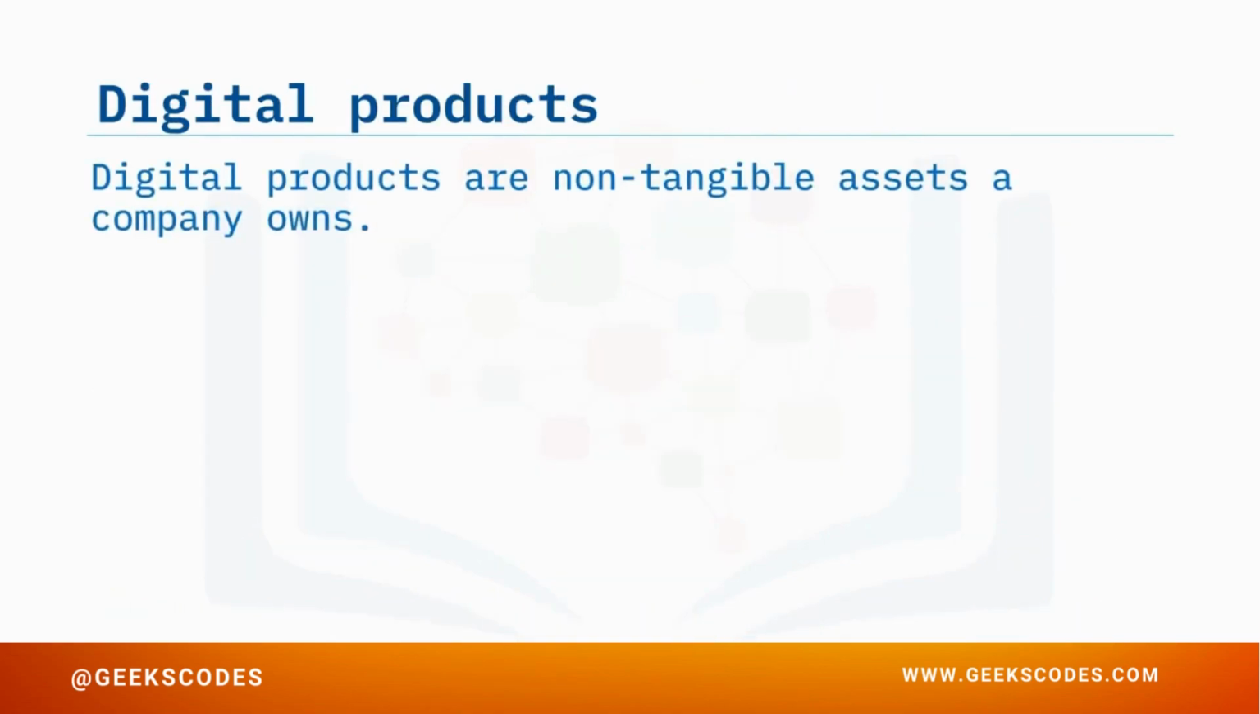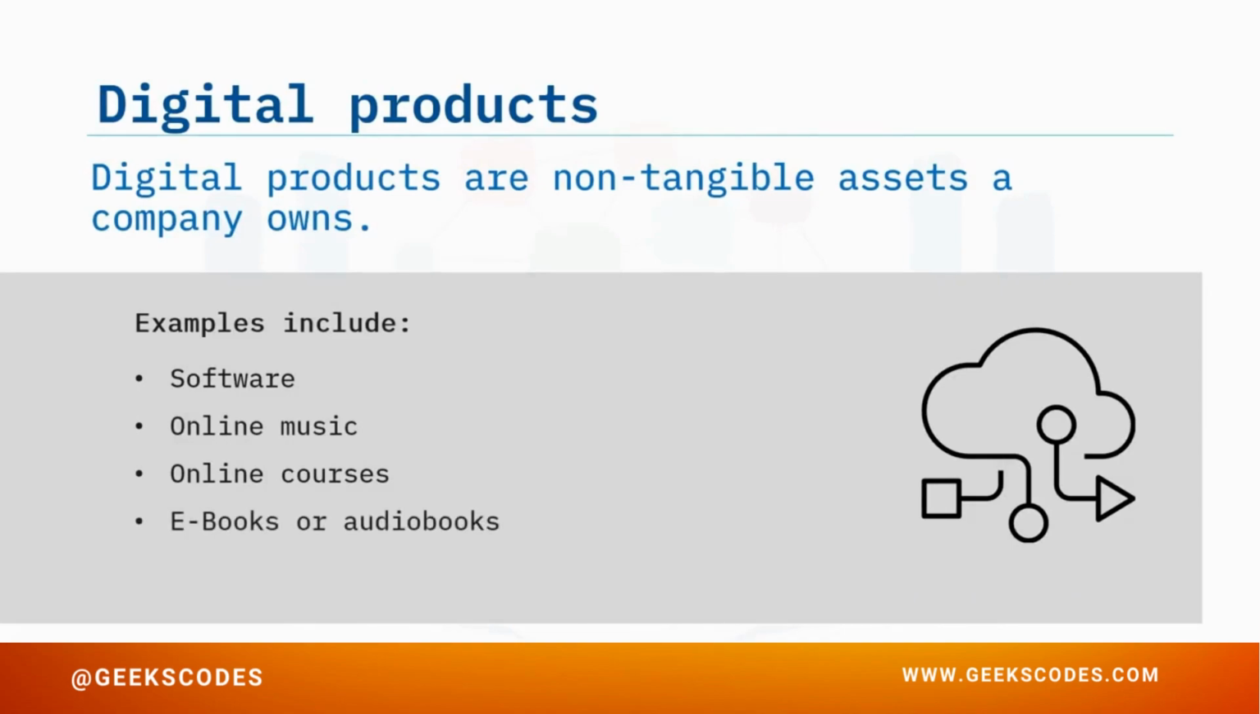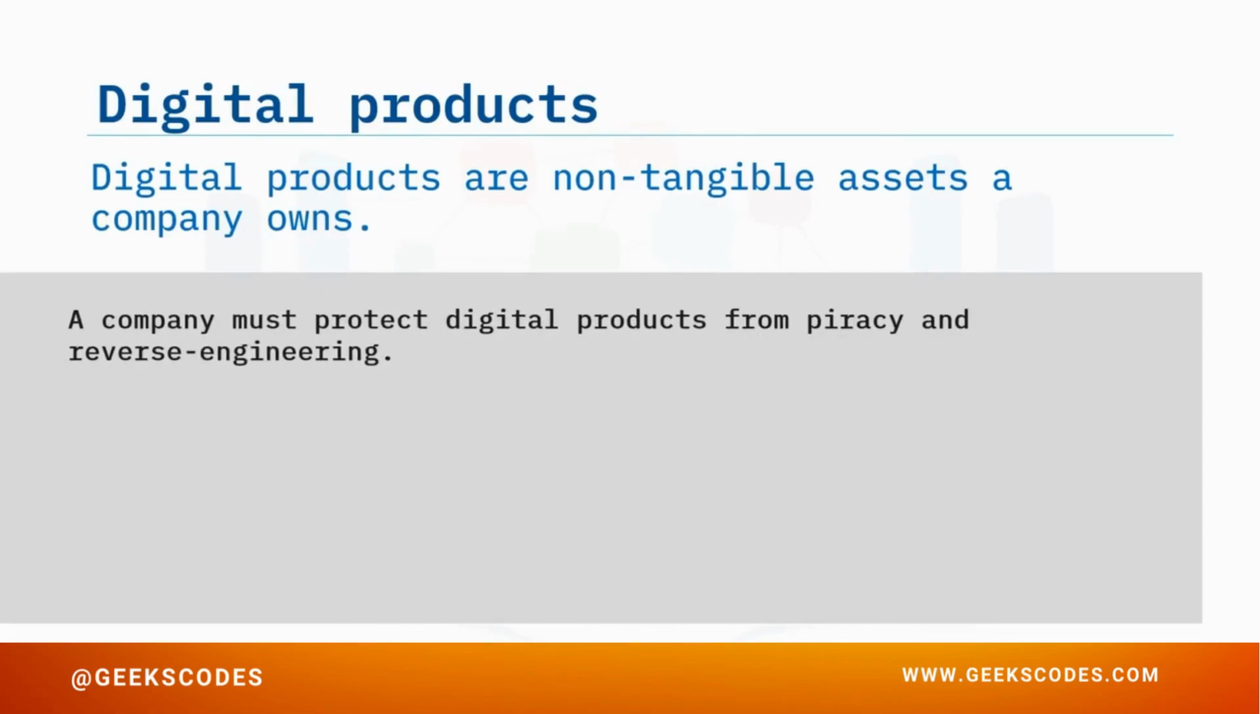Digital products are non-tangible assets a company owns. Examples include software, online music, online courses, ebooks or audiobooks, and web elements like WordPress or Shopify themes. A company must protect digital products from piracy and reverse engineering. Source codes, licenses, and activation keys also need protection from hackers and insider threats.